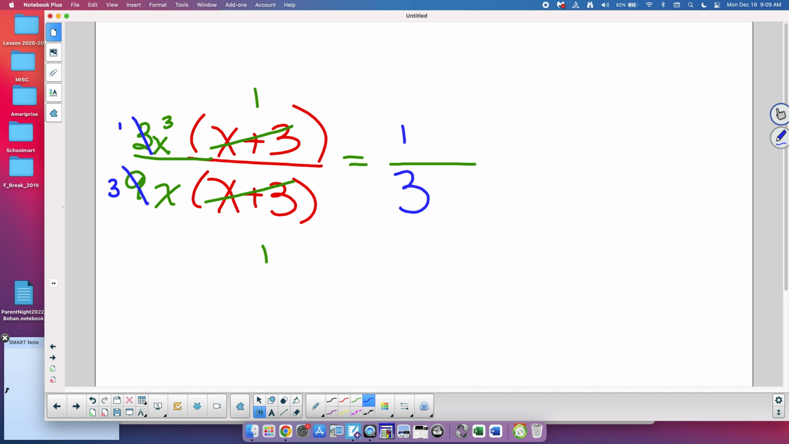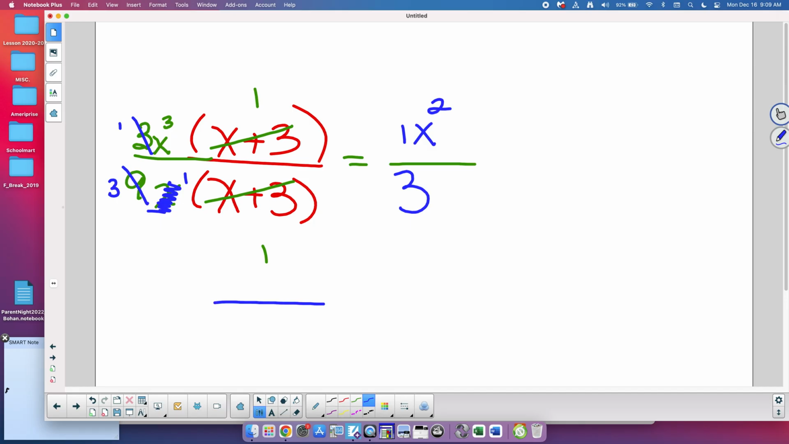Okay, but x on top over x on the bottom. Didn't we say cancel one of those x's with one of those? What would be left? Yeah, x squared. And the rule was take the exponent 3 on top minus the 1 on the bottom, and you get x squared on top. Does that make sense? And that's the answer.